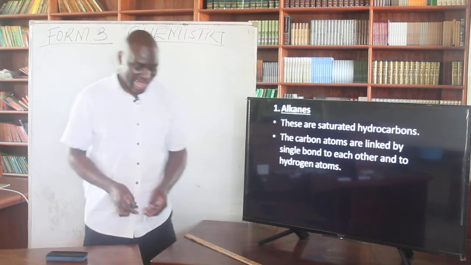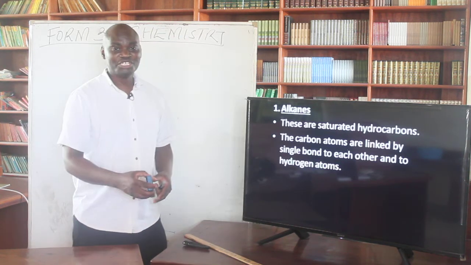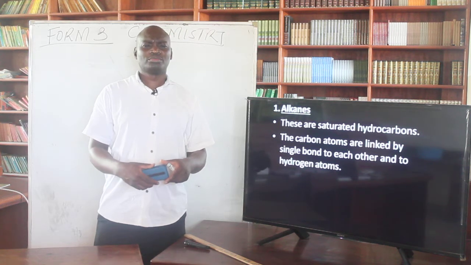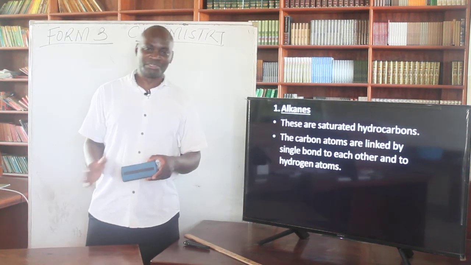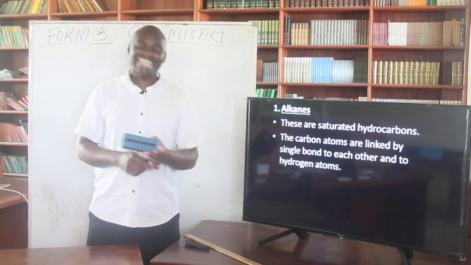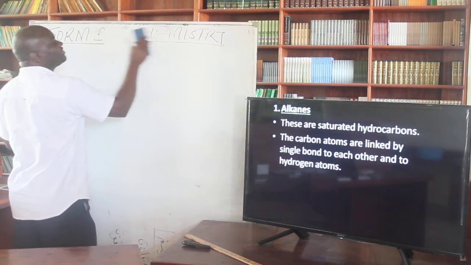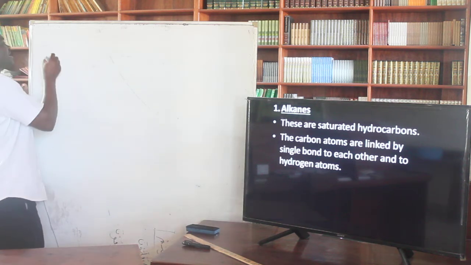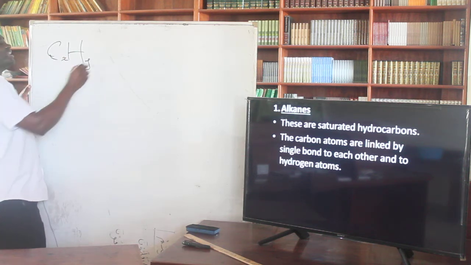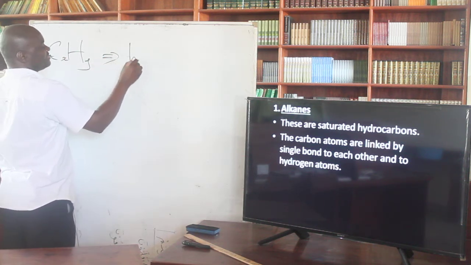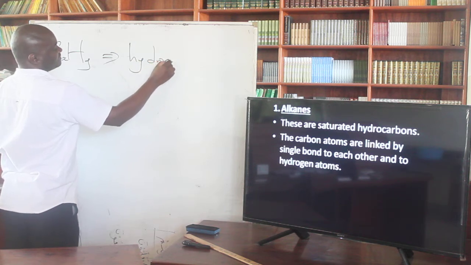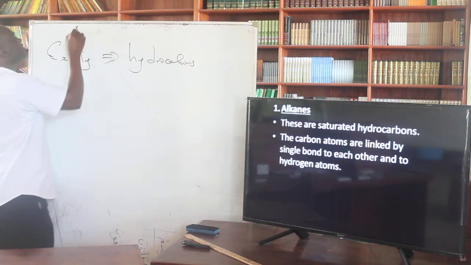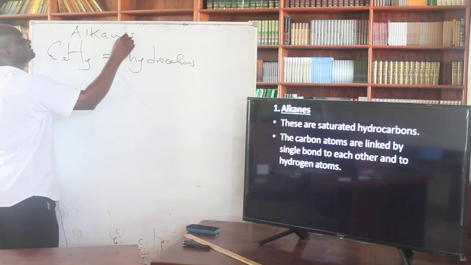So the first one are alkanes. You need to understand alkanes. Now, alkanes are defined in a very simple way. Because alkanes are made up of carbon and hydrogen only, they qualify to be called hydrocarbons. So we are talking about alkanes.